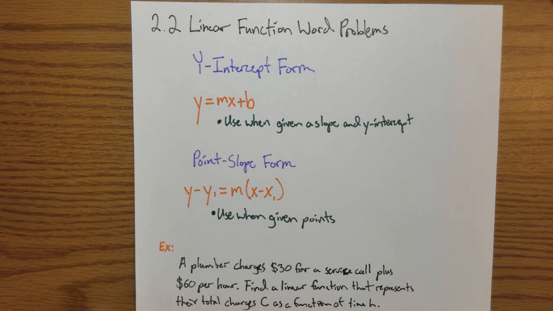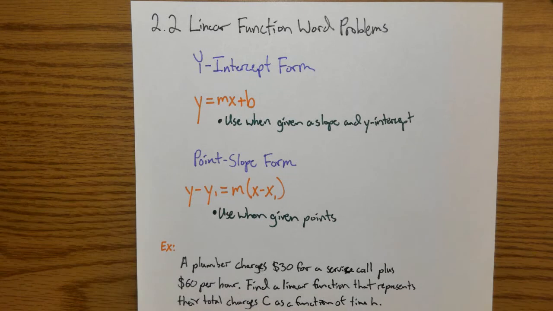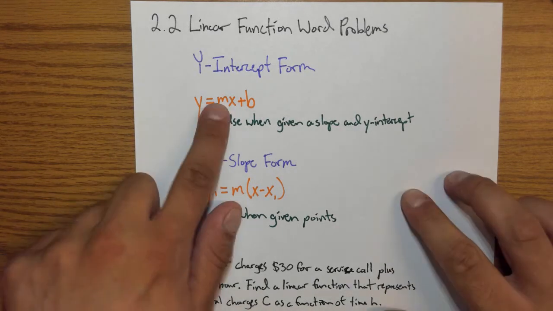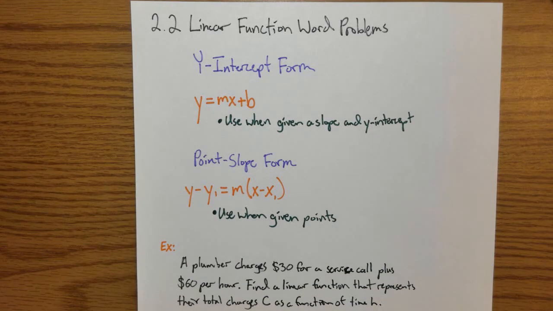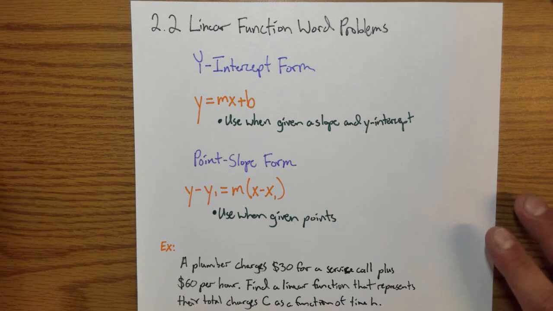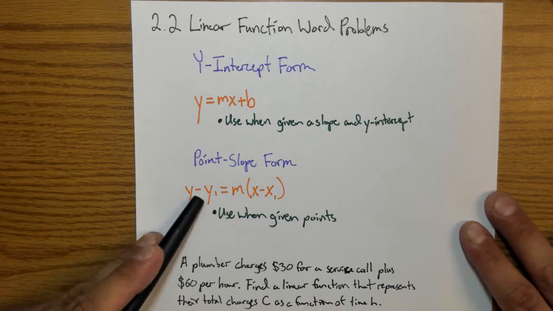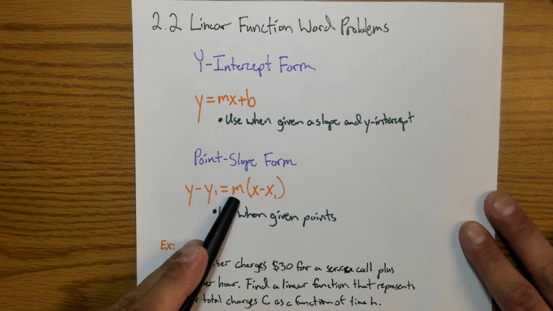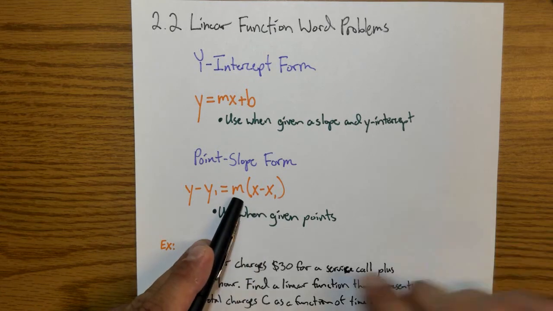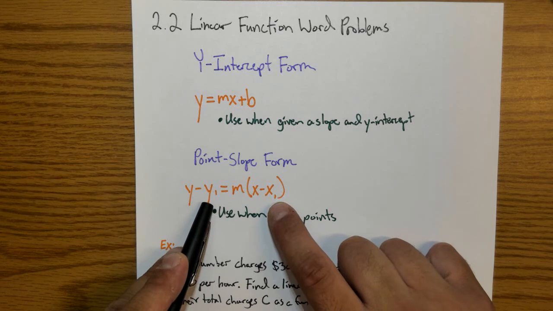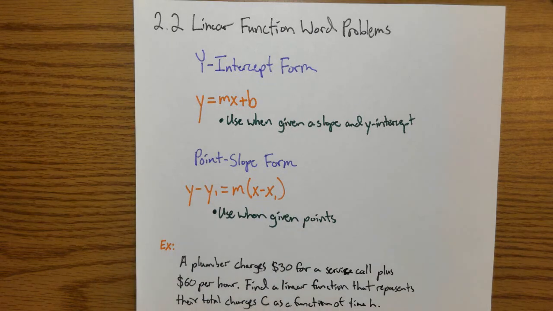And one is the y-intercept form, which we're more comfortable with. It's y equals mx plus b, where m is the slope and b is the y-intercept. And we also have point slope form, which is what we dealt with last lesson. It's y minus y1 equals m times x minus x1, where m is still the slope. And remember, x1, y1 is just some point that is given.